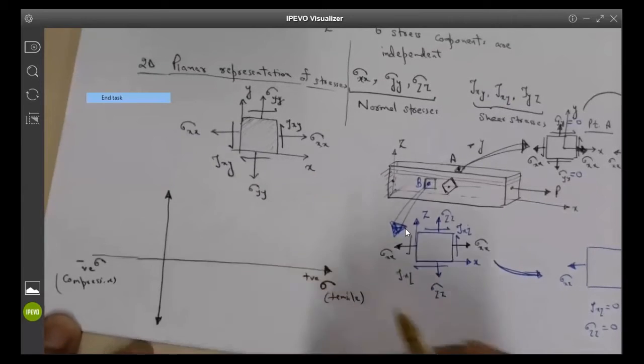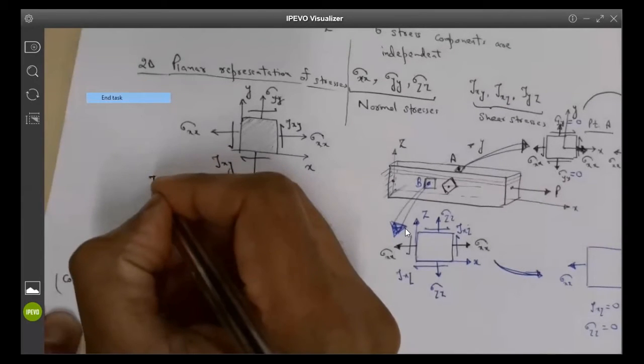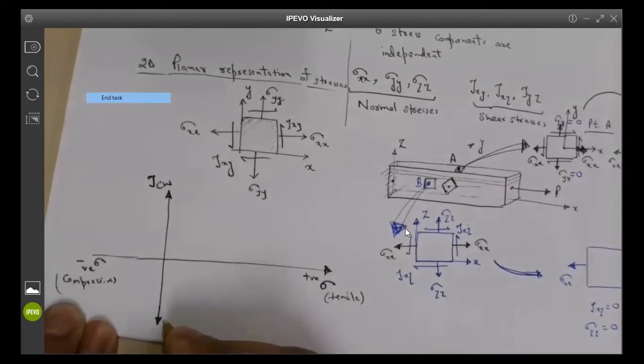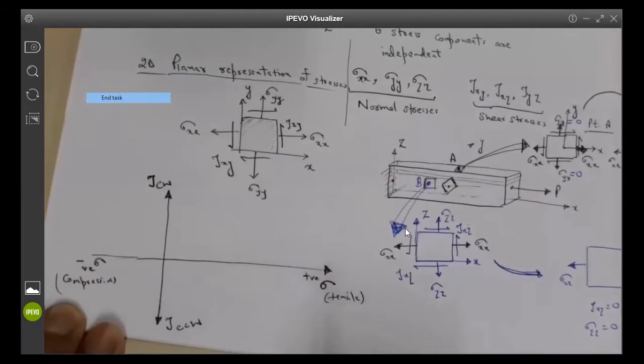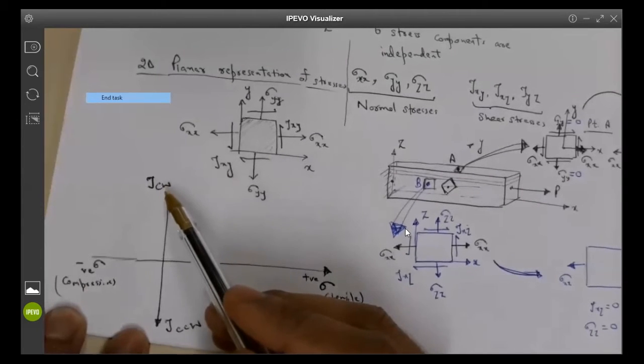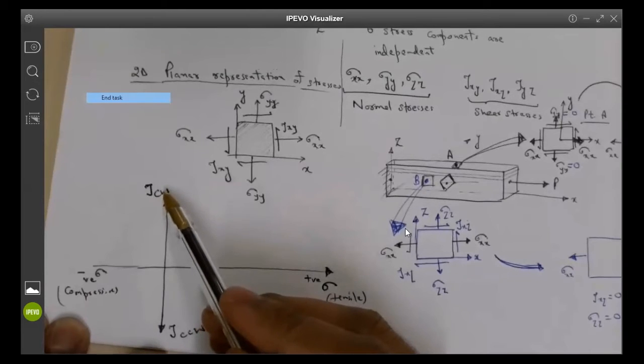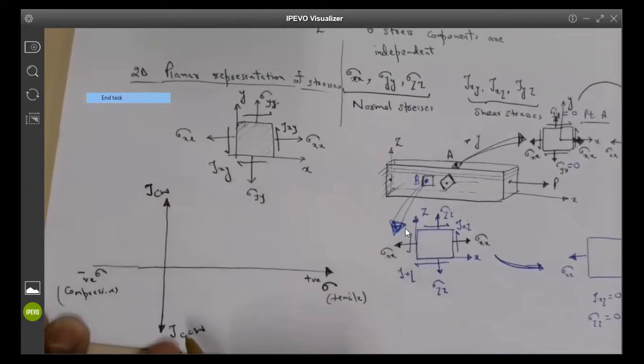On the vertical axis, we are going to plot tau, the shear stress, and CW and CCW. What do CW and CCW mean? CW means a component of shear stress that has a tendency to rotate clockwise, and CCW means a component of the shear stress that has a tendency to rotate counterclockwise.